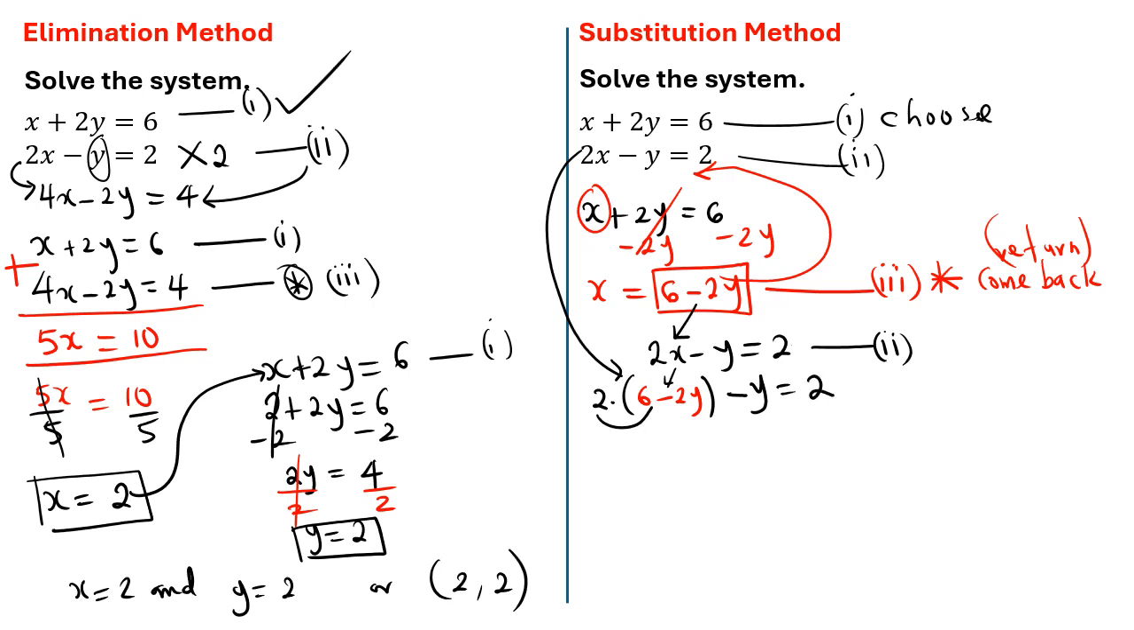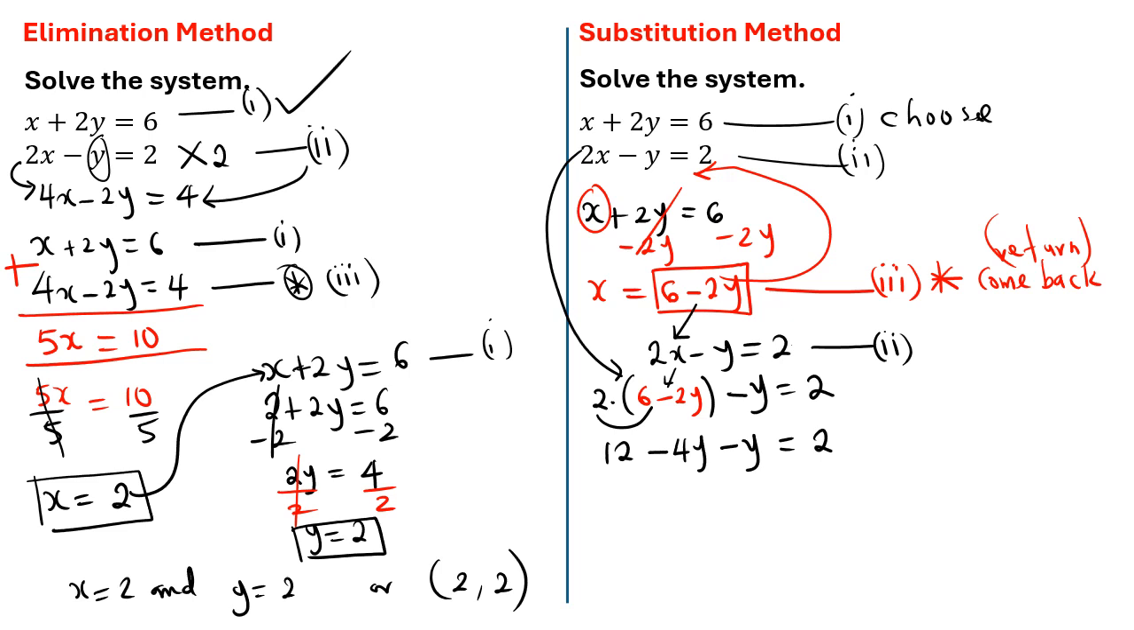So I'm going to need to now clear the brackets by distributing. Okay, 2 times 6 is 12, minus 2 times 2y is going to be 4y. And then I have minus y, which is outside the parentheses, so I need to be very careful. All right, so I'm just repeating everything else.